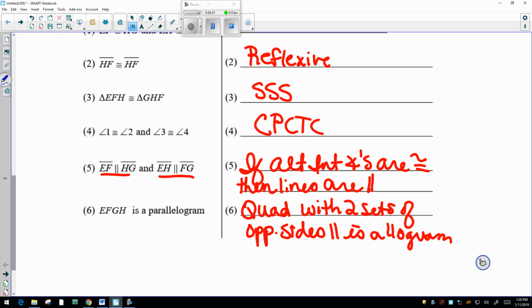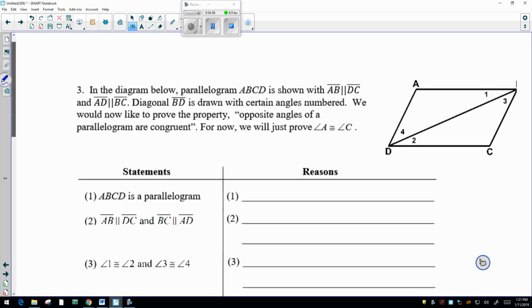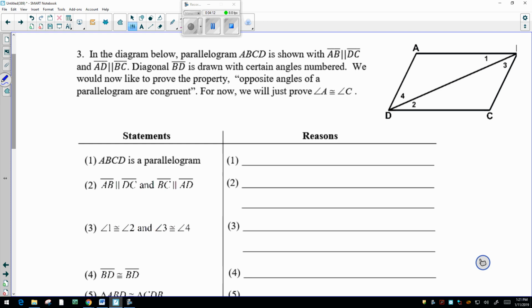We're going to take a look on the back side, and we're going to prove property number 3, the fact that opposite angles are congruent. So again, we're starting off with the fact that we have a parallelogram. So that's our given information. We already know that we have a four-sided figure, that in fact it is a parallelogram. So knowing it's a parallelogram, we're able to state that opposite sides have to be parallel, because that's a property. So we can just explain: opposite sides of a parallelogram are parallel.